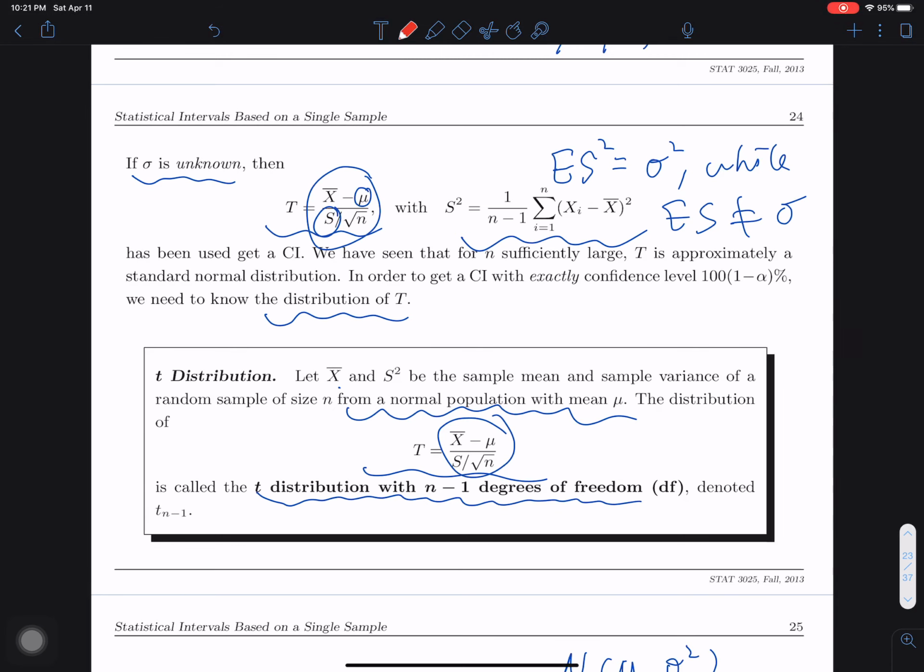When sigma is unknown, we can use the sample standard deviation to replace the sigma, right? And we call this quantity t, and we find that the distribution of this quantity, we call it the t distribution. And the t distribution is characterized by degrees of freedom. And a t quantity calculated in this way has n minus 1 degrees of freedom, where n is equal to the sample size.